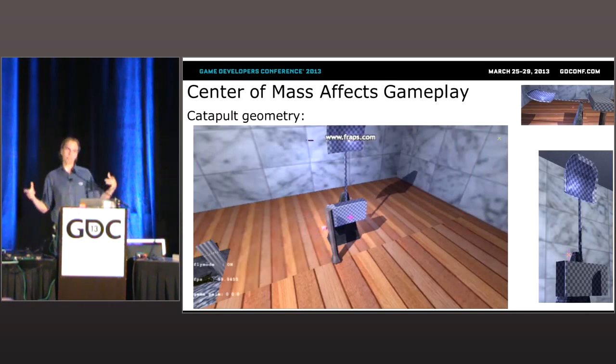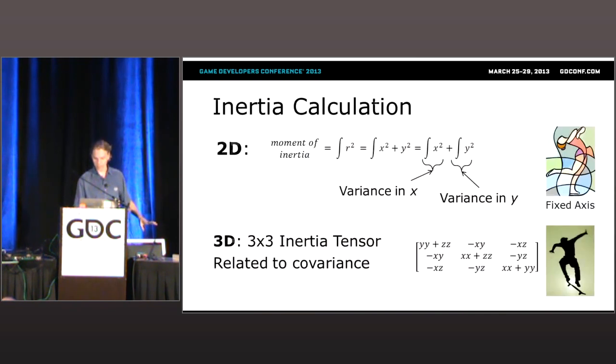Had I taken the bounding box of this object and taken its center and used that as a center of mass, we wouldn't have had this kind of behavior. Okay, so having solid meshes and solid matter matters. All right, so the third aspect of spatial properties that affects motion is the inertia.